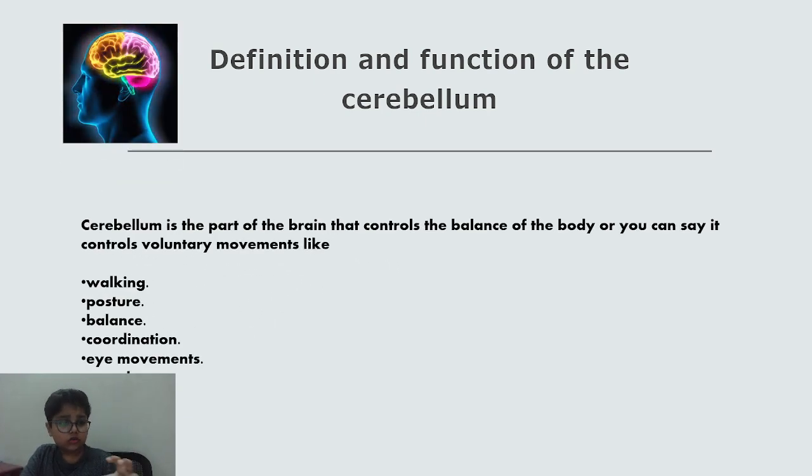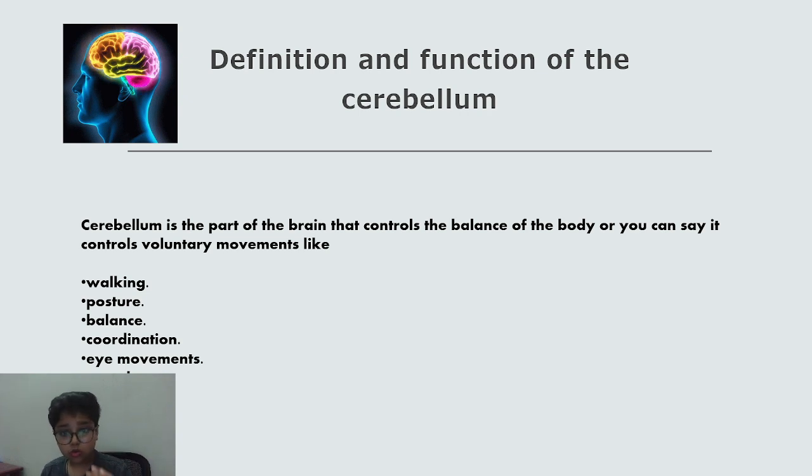That's another part of the brain, known as the cerebellum. After the cerebrum, the second part that comes is the cerebellum. What is the cerebellum and what is its work? The cerebellum is the part of the brain that controls the balance of the body. It controls voluntary movements like walking, posture, balance, coordination, eye movements, and speech. All of this happens because of the cerebellum.